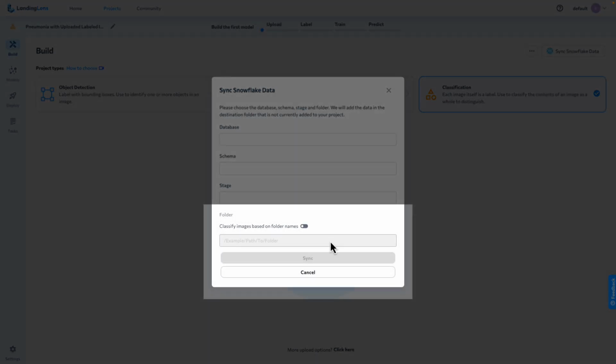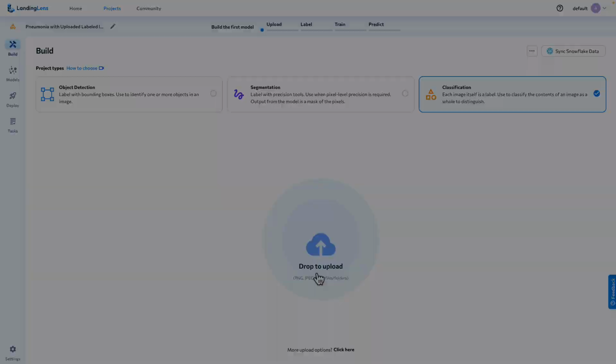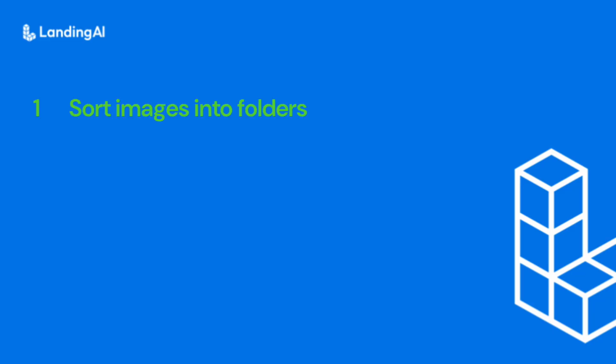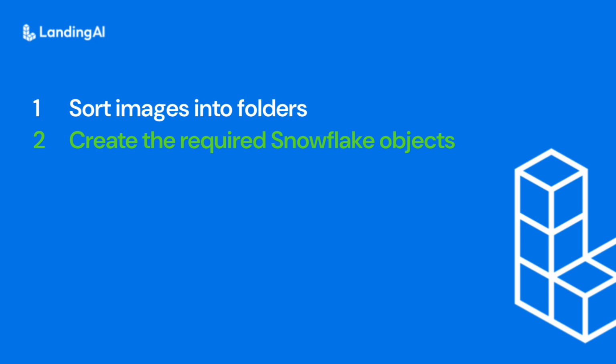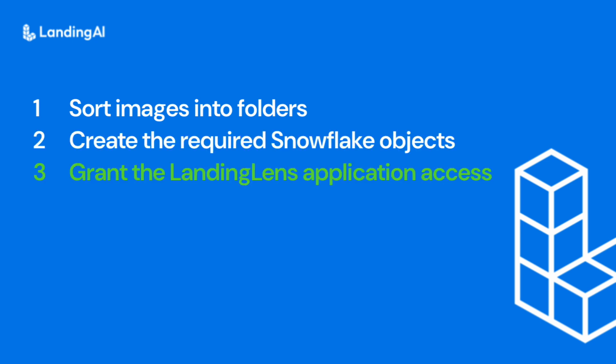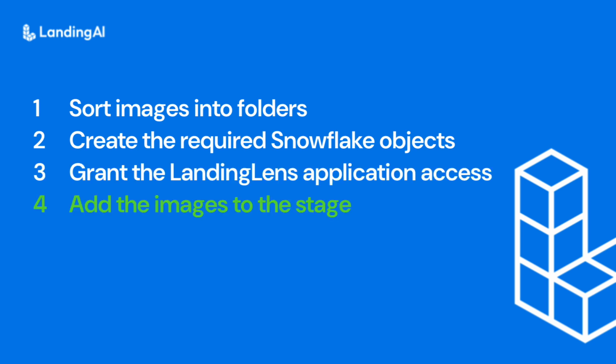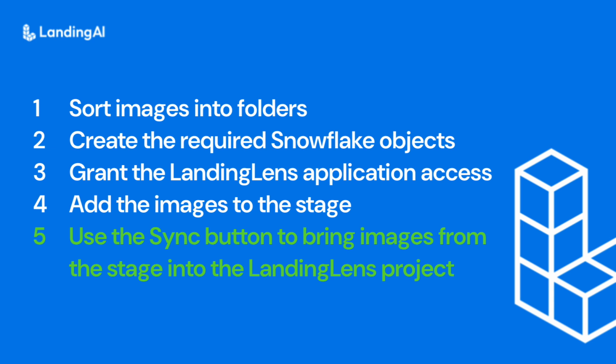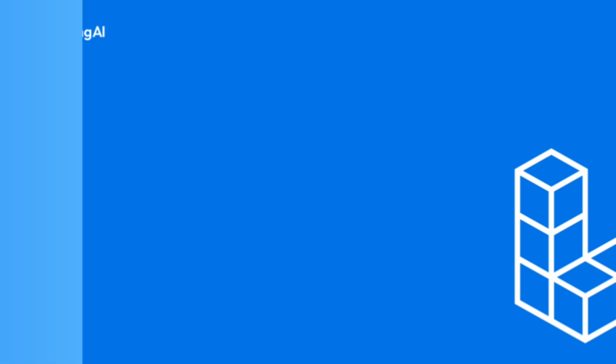To sync labeled images, you'll need to sort the labeled images into folders and provide the path name. The overall process has 5 steps. 1. Sort images into folders. 2. Create the required Snowflake objects. 3. Grant the LandingLens application access to those objects. 4. Add the images to the stage. And 5. Use the Sync button to bring images from the stage into the LandingLens project. Let's complete all those steps in order together.